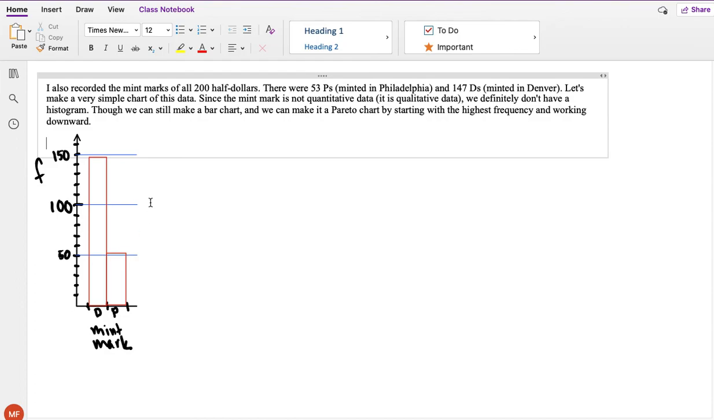So in this case, since there were only two values I needed to chart, this went very quickly, but you get the idea. Even if there were, say, some minted in San Francisco, that's where another mint is, and so there were some S's, then I would just continue to the right. I would make another mark here for S, and then I'd make a bar corresponding to the number of coins with that mint mark, and so on.